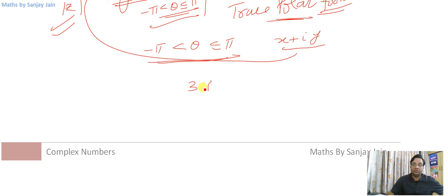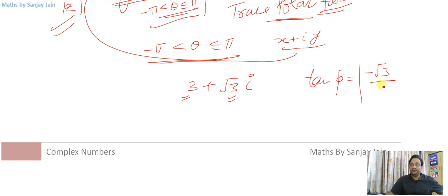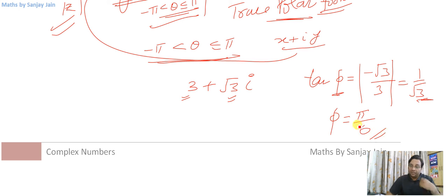I was talking about a complex number like this, 3 plus root 3 iota. So the first thing that I'll do is find tan phi, which will be equal to this coordinate divided by this coordinate, irrespective of the sign. So it will be 1 by root 3. So phi will be equal to what? Pi by 6. Then after that I will look at which quadrant it falls into. If it falls into the first quadrant, I'll simply write theta equal to phi.